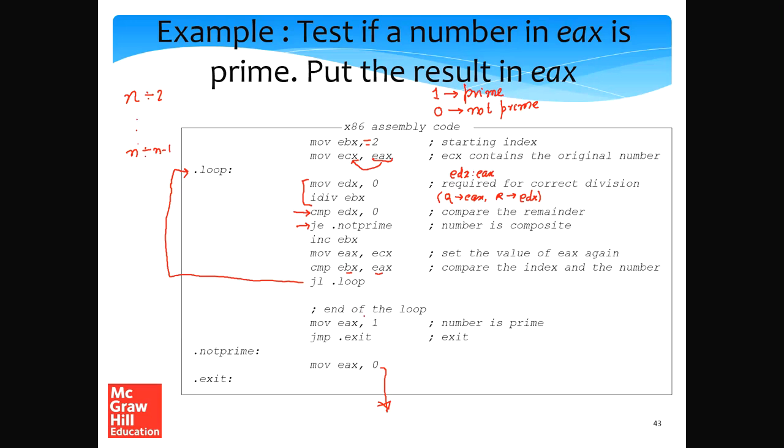Otherwise, we reach the end of the loop. At this point, we can conclude that since we didn't find any factors, the number is prime. We put 1 there, and we jump to exit, which means we move out of the program. So this program is simple. The program is not very difficult.